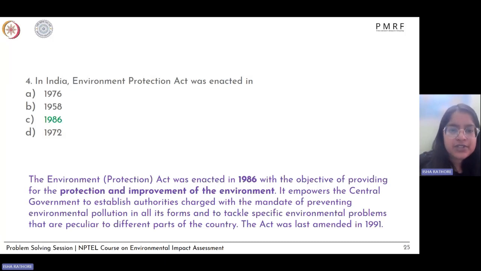So we have the Environmental Protection Act in India, which was enacted in 1986 with the objective of providing for the protection and improvement of the environment, and it empowers the central government to establish authorities charged with the mandate of preventing environmental pollution in all its forms and to tackle specific environmental problems that are peculiar to different parts of the country. And this act was last amended in 1991. So in India, the EPA, Environmental Protection Act, was enacted in 1986. So C is the correct answer.